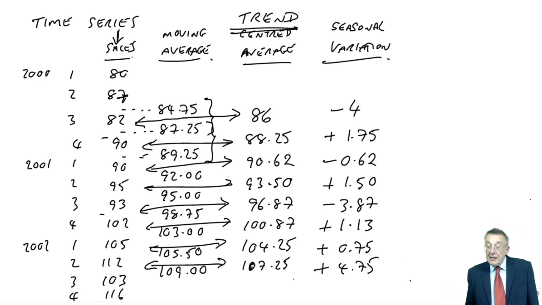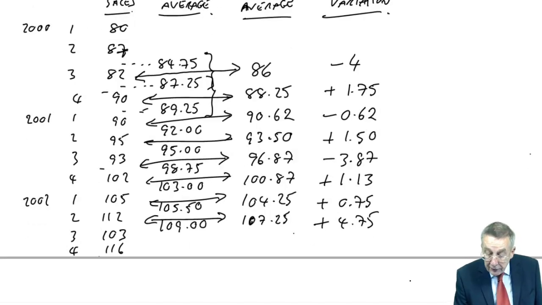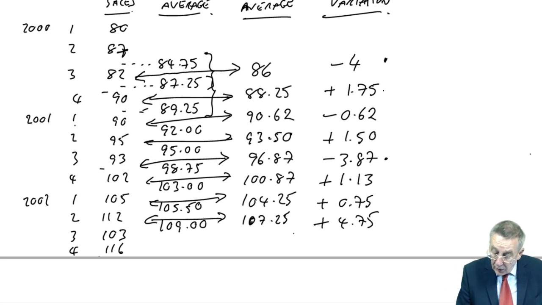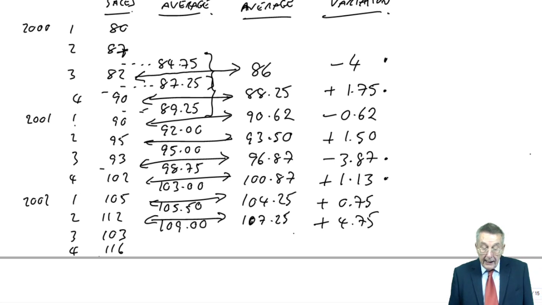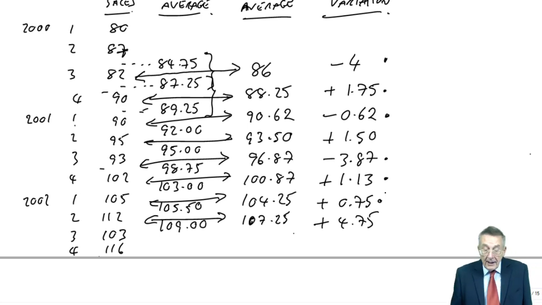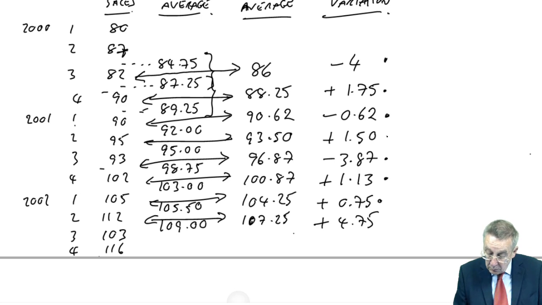Now, if things aren't perfect here, clearly, quarter 3 is down 4, it's down 3.87. So it's not always the same, but it seems reasonable. Quarter 4 is up a bit there, quarter 4 is up a bit there, okay. Quarter 1, down a tiny bit, up a tiny bit. So seasonal variation isn't precise. And finally, quarter 2, up 1.5, up 4.75. No, it's not precise.